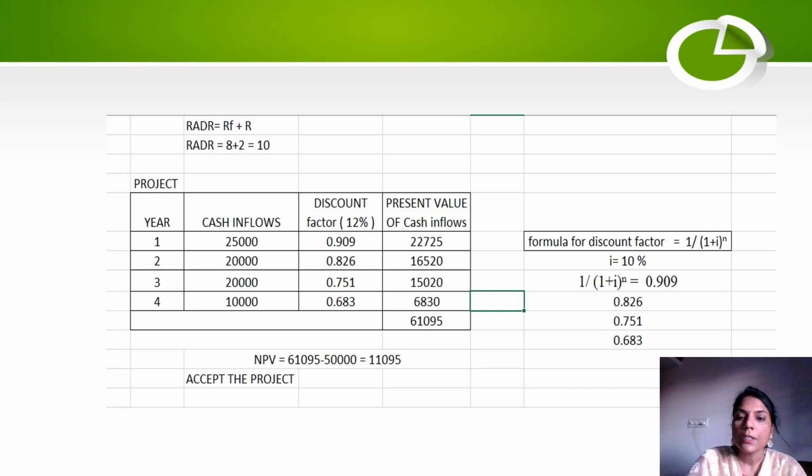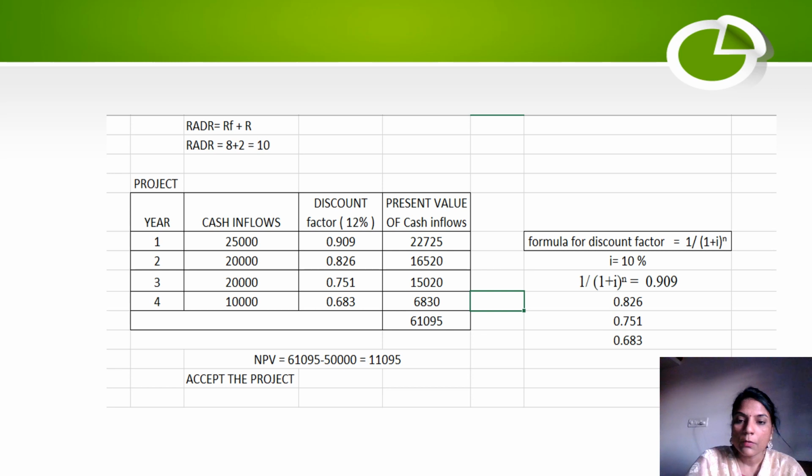If it is 10%, the formula for the discounting factor is 1 divided by (1 plus i) to the power n. If i is 10, it is 1 divided by 1 plus 10 by 100, so 1 divided by 1.1. This will give you 0.909. Then it will be 0.826, 0.759 for the second year and third year. Every time we will keep on dividing by 1.1.